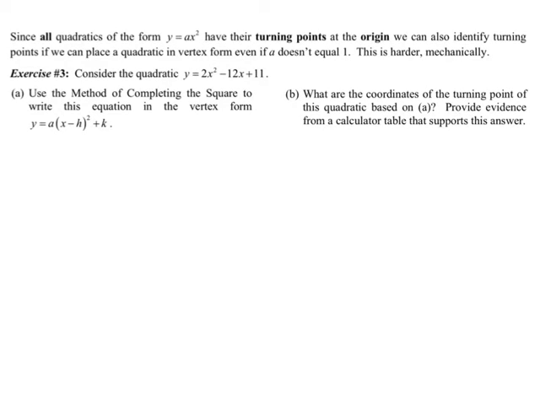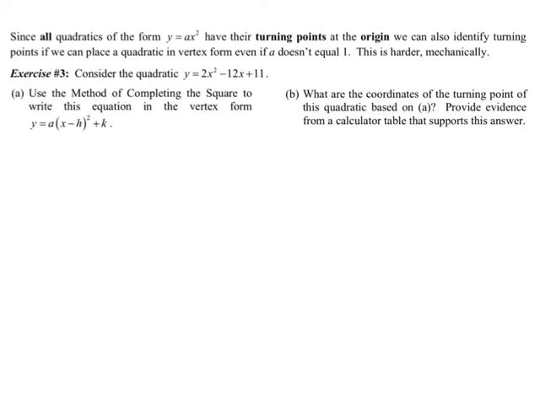Since all quadratics of the form y equals ax squared have their turning points at the origin, we can also identify turning points if we can place a quadratic in vertex form, even if a doesn't equal 1. This is harder mechanically. Consider the quadratic y equals 2x squared minus 12x plus 11. Use the method of completing the square to write this equation in vertex form.